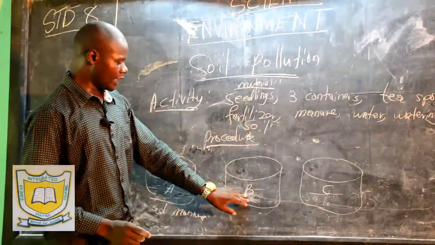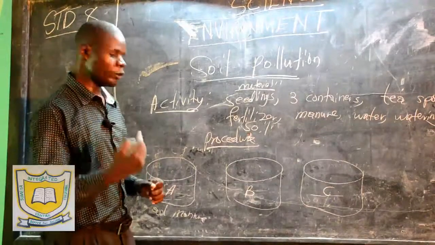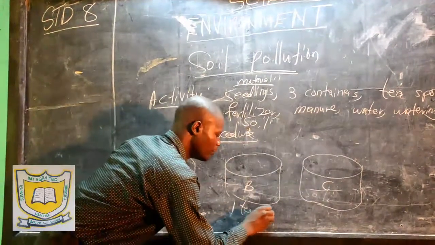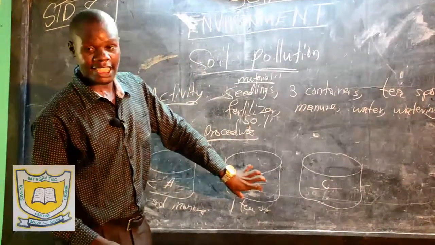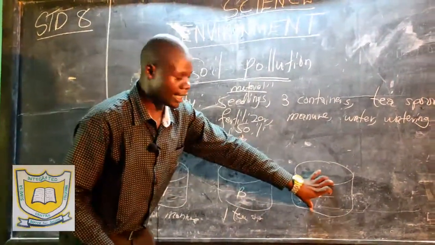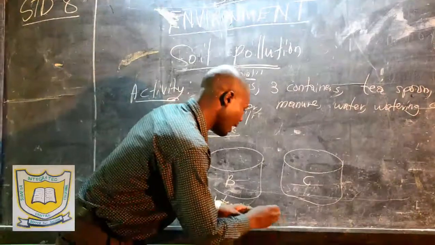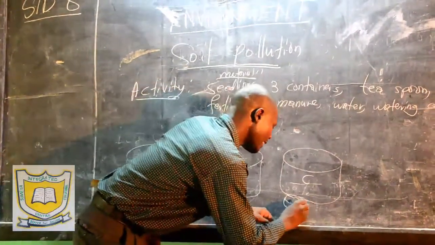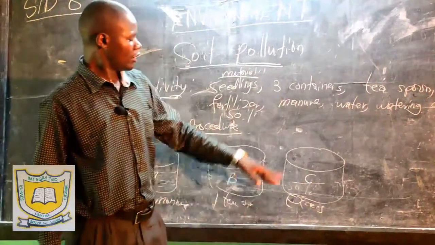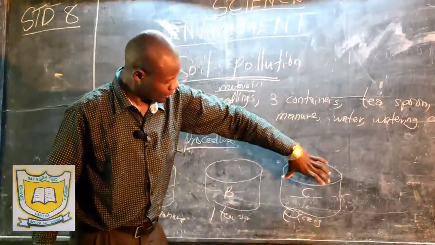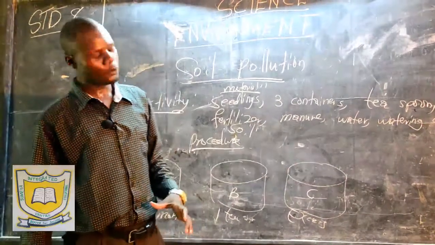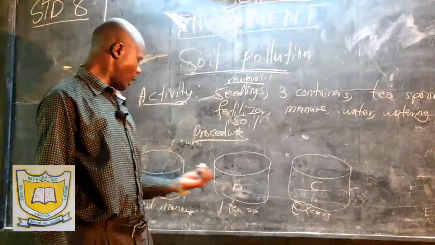The second container, take 1 teaspoonful of fertilizer in the second container. The third container, we will have to add there excess fertilizer. It is a small container, so you can take 7 teaspoonfuls. That one is excess.